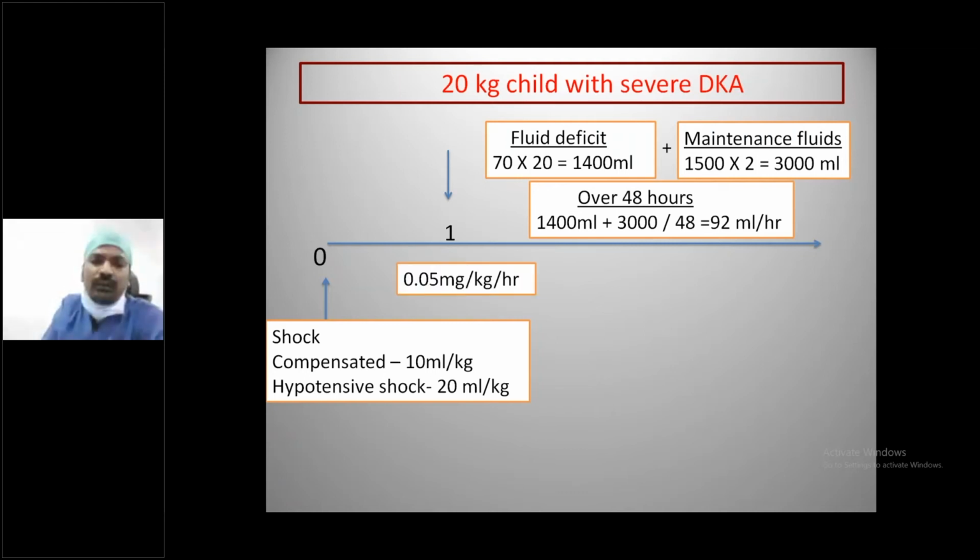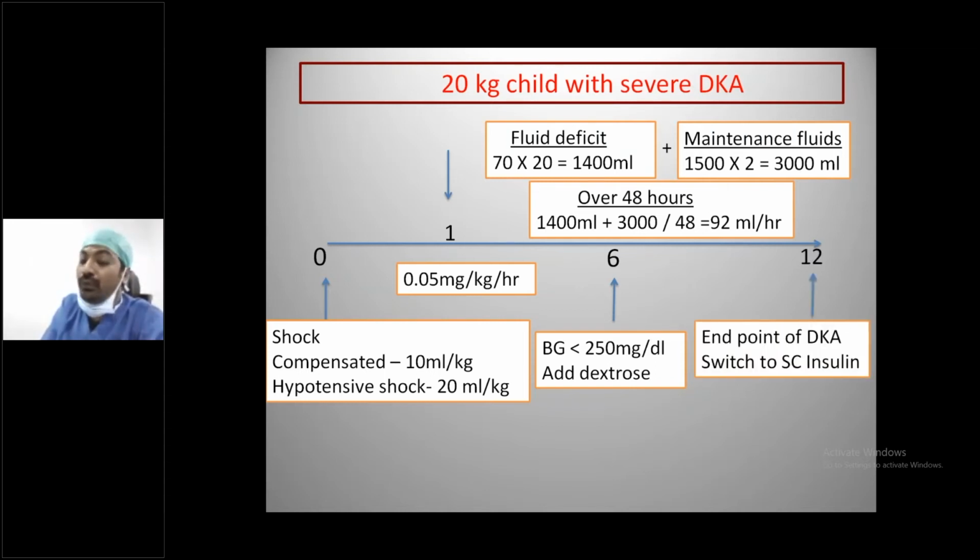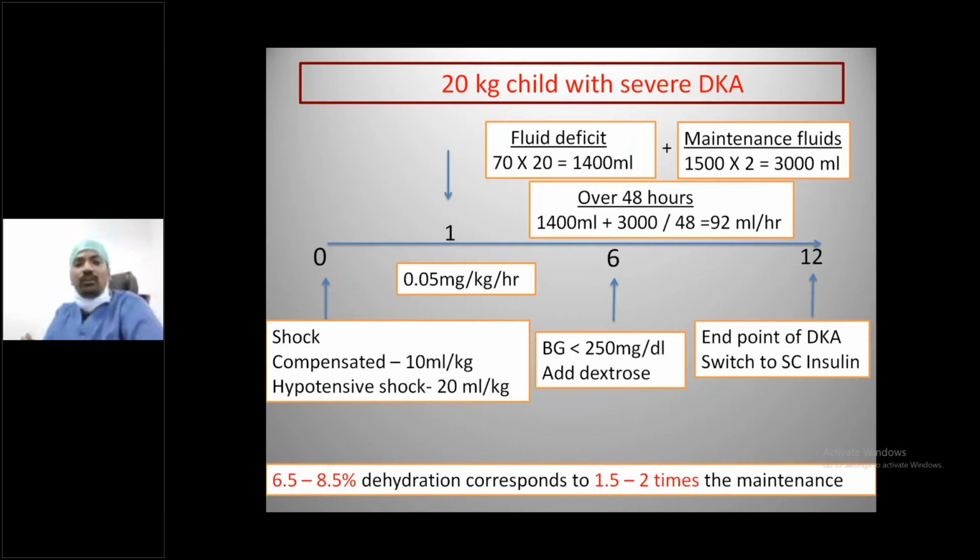One hour after fluid resuscitation, we usually start insulin at 0.05 units per kilo per hour. After 6 hours, if blood glucose drops to 250 mg per deciliter, then add dextrose, and after 12 to 24 hours, if you achieve the endpoint of DKA, then switch to subcutaneous insulin. If you don't have time for all these cumbersome calculations, just start with 1.5 to 2 times the maintenance of IV fluid, keeping all calculations aside.